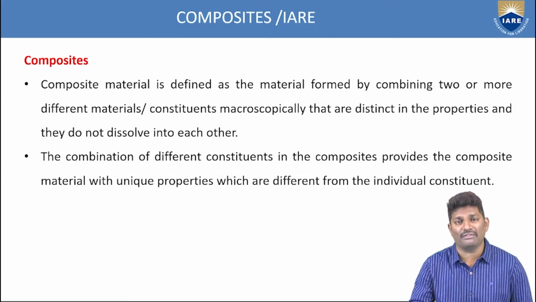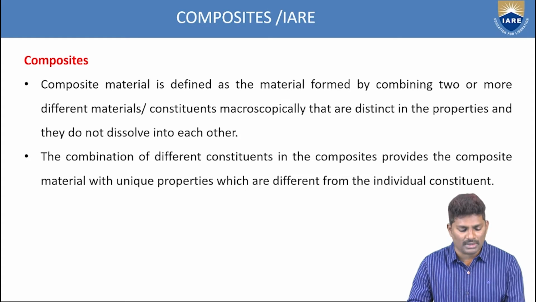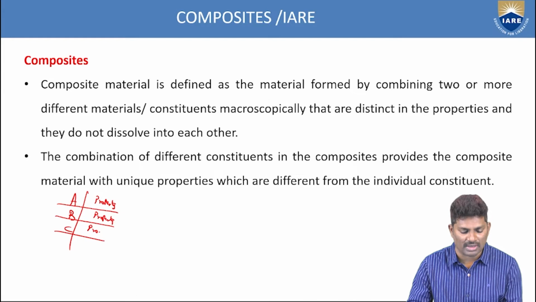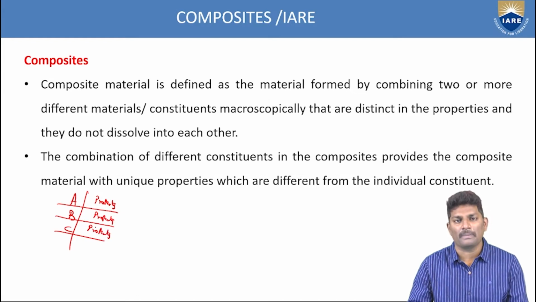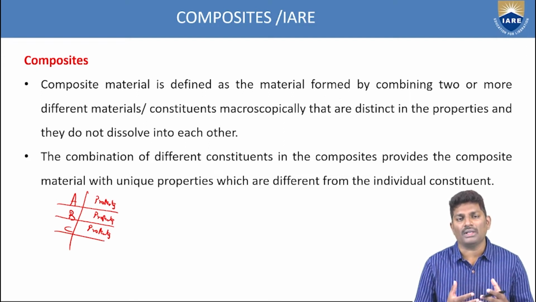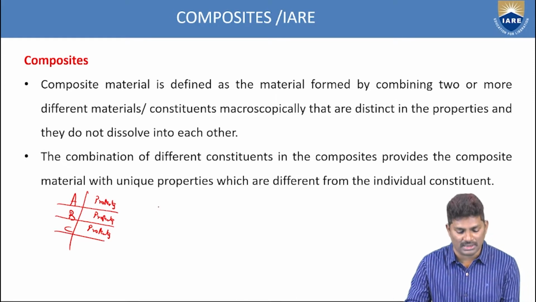Now, the combination of different constituents in the composite provides the composite material with unique properties. Why do we get unique properties? Suppose you have A as one material, B as another material, and C as another material. A has some property, B has another property, and similarly C also has another property. A, B and C have individual physical as well as chemical properties. Now what I do is combine all three, A plus B plus C.